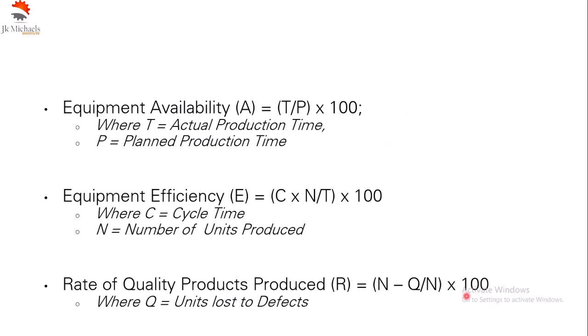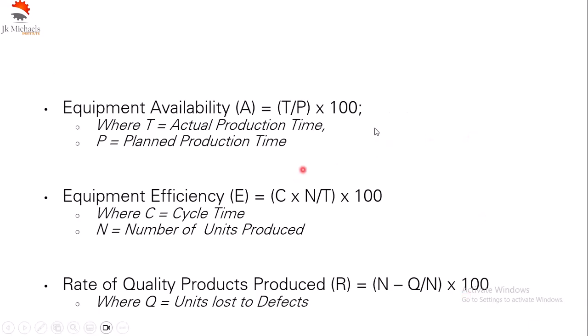The first variable we have is equipment availability. Like I said, availability is simply the readiness of that equipment to be put to use when required, right? So how we calculate this is going to be the actual productive time, T, over the planned or the expected productive time, multiplied by 100%, right?